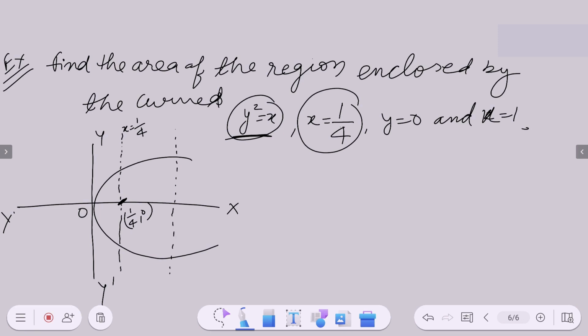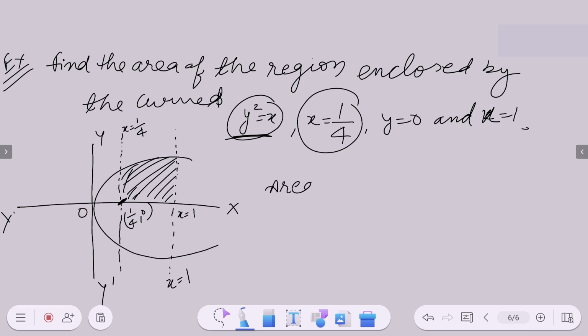And this line is x is equal to 1. What you have to find is the area of the region enclosed in this region. Okay, so this point is 1 by 4 comma 0, and this is 1 comma 0, right? This is the line x is equal to 1. So how to find the area of this region?